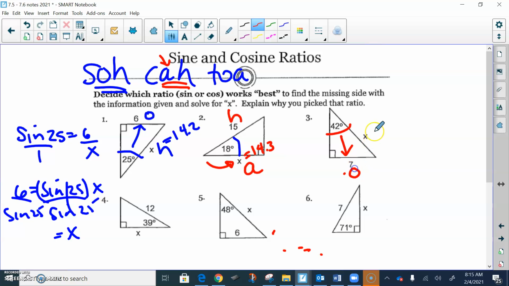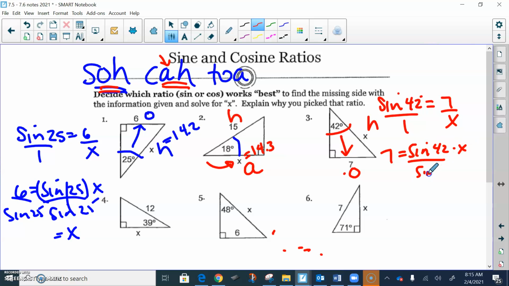From the 42, this is opposite. This is hypotenuse, OH. That tells me I use sine. So I'm going to say sine of a 42-degree angle equals opposite, which is 7, over the hypotenuse, which is our unknown, cross multiply, divide. And I'm going to punch that in my calculator, 7 divided by sine of 42. And that tells me my missing side is about 10.5, which seems reasonable. I knew it was going to be more than 7.